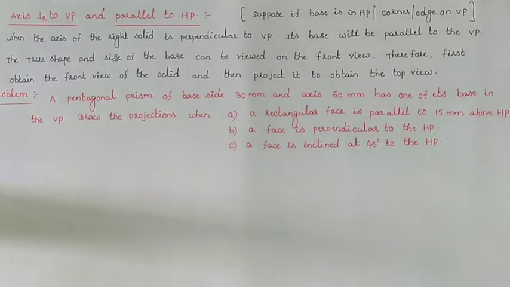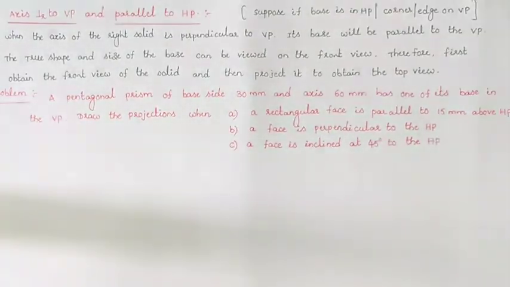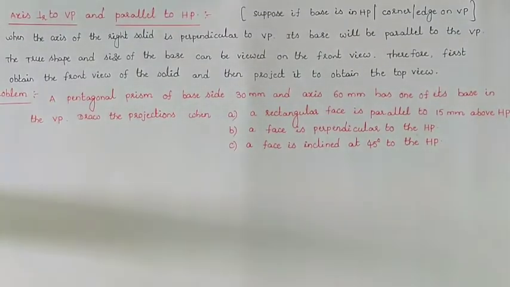Coming to the next important position: axis perpendicular to the VP and parallel to the HP. Suppose in the problem they are giving that the base is in the VP, or a corner or edge is on the VP, then we can assume the axis is perpendicular to the VP. Let me give an example here: suppose a pentagonal prism is given in the problem.